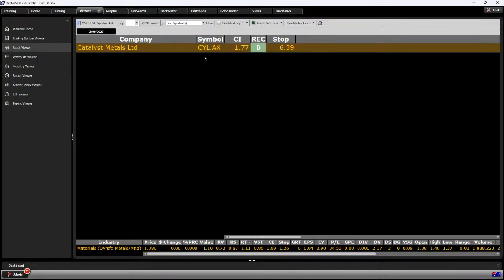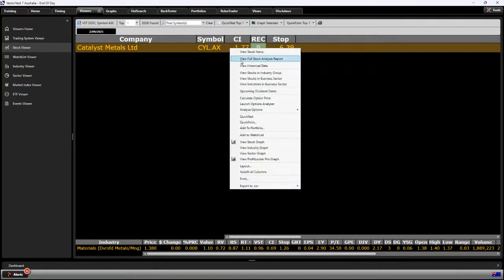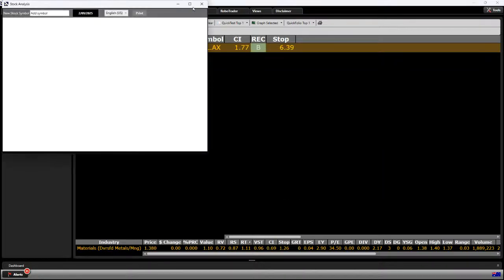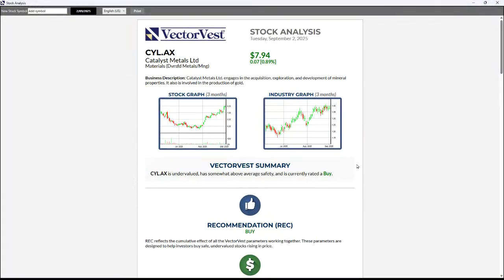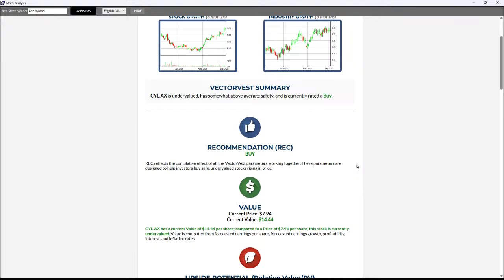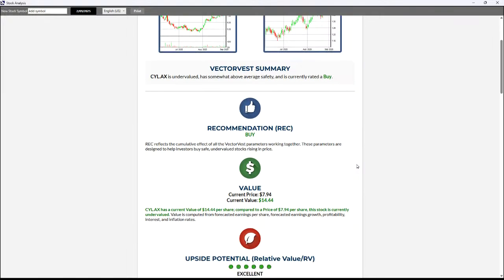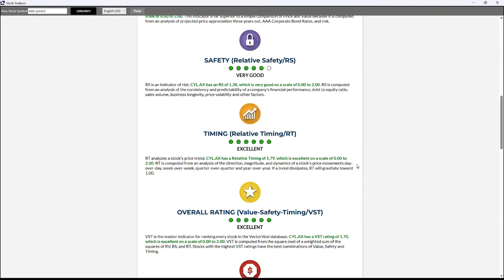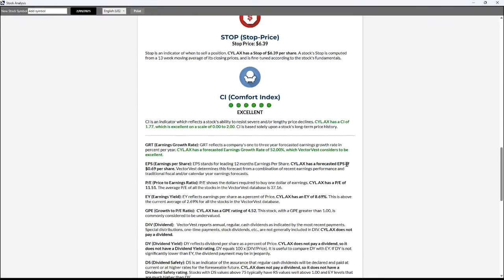Now, in VectorVest, the CI score, the Comfort Index score, is on a scale of 0 to 2. Let me show you the definition. It's on a scale of 0 to 2. The higher above 1, the better. It'll never get less than 0, and it'll never get higher than 2. And so coming down through here, this is what I want to show you.